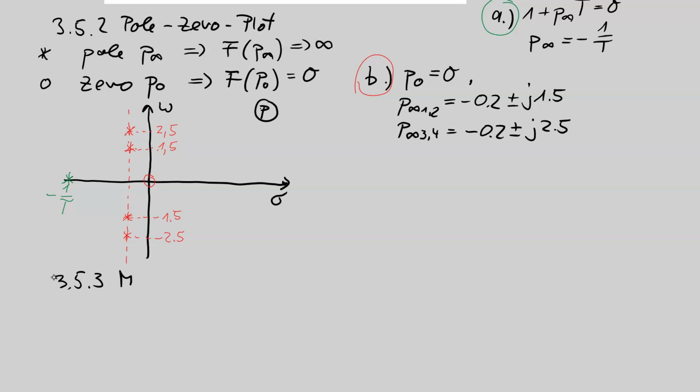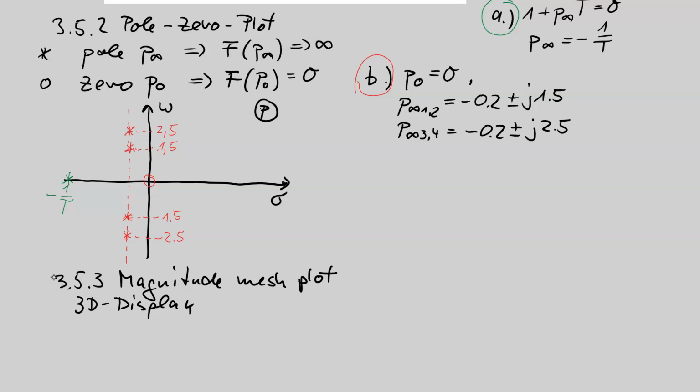3.5.3 Magnitude mesh plot. What happens here in this case? It is a 3D display, a 3-dimensional display, which of course then has to be copied into a 2-dimensional display of my paper.